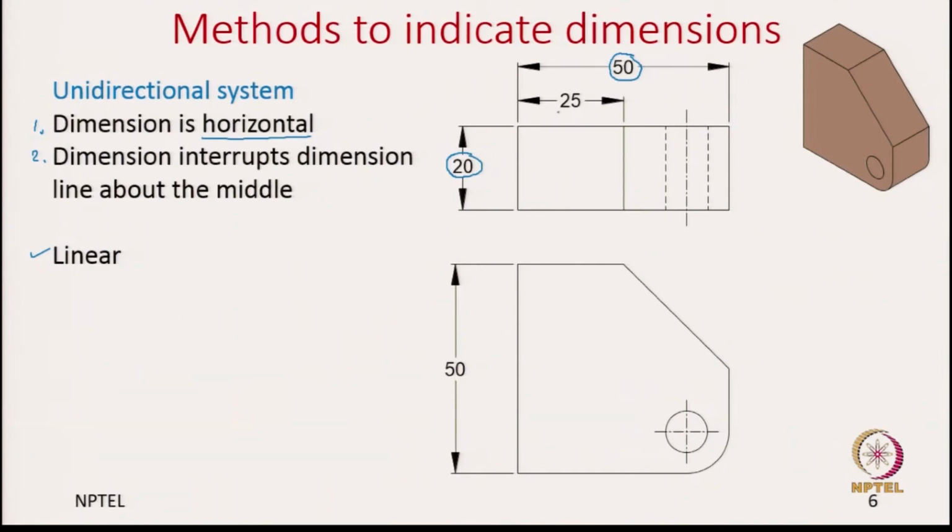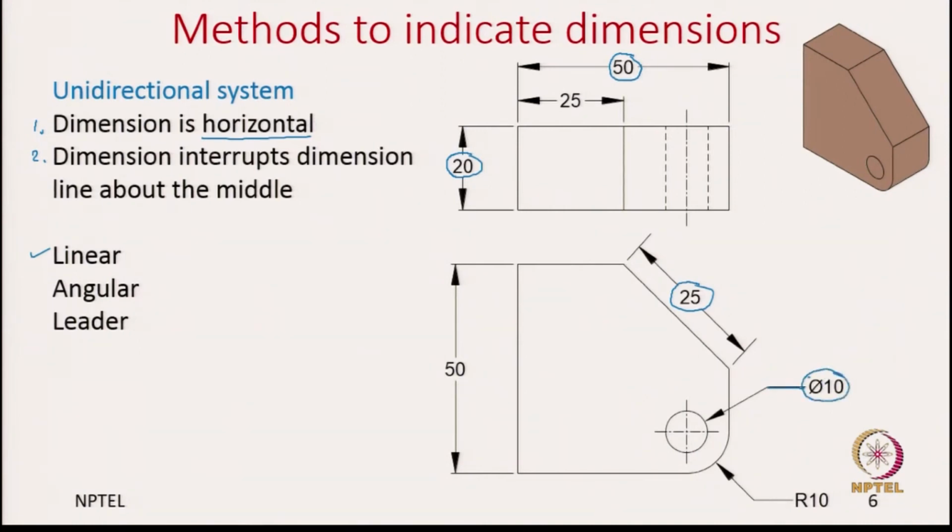And the other important aspect is that the number is interrupting your dimension line. Previously, you remember, we were placing it above the dimension line, but here we are placing it by interrupting the dimension line. For angular, again you see that this number is placed horizontal and it is interrupting the dimension line. And lastly, the leader lines, again since it follows the reference line, here the reference line is horizontal. So, the text also remains horizontal.